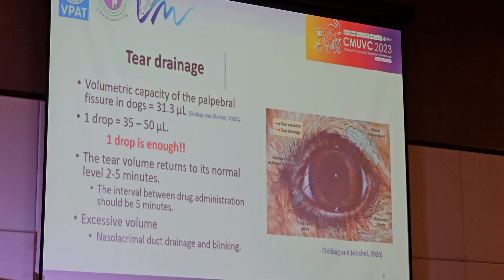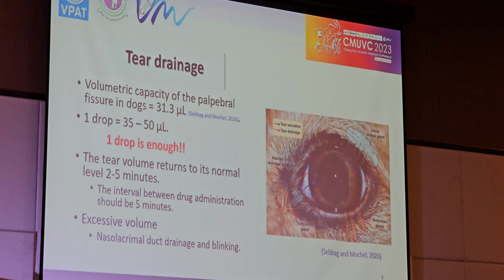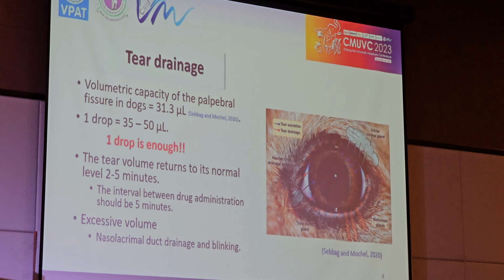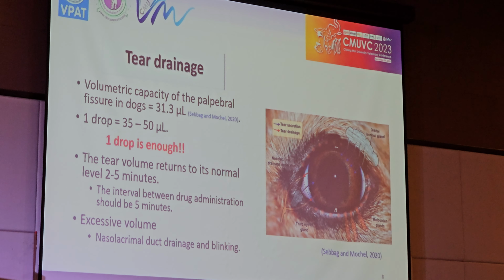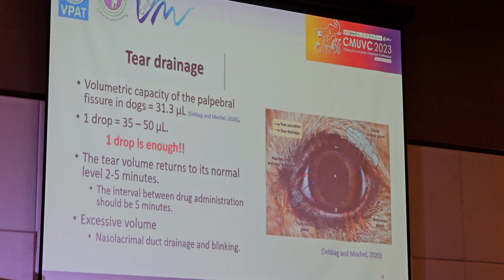In addition, the tear volume returns to its normal size within 2 to 5 minutes after drug instillation. Thus, the drug delivery interval between two topical drugs should be about 5 minutes. For the excessive volume, the rapid clearance of the precorneal area by the lacrimal and nasolacrimal duct further reduces the contact time between the tissue and drug molecules. This in turn lowers the absorption time, leading to reduced drug bioavailability in the cornea.